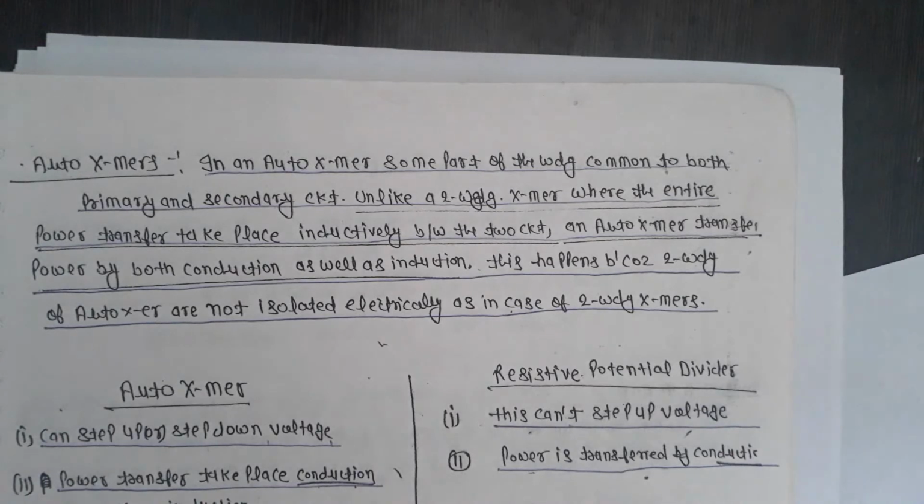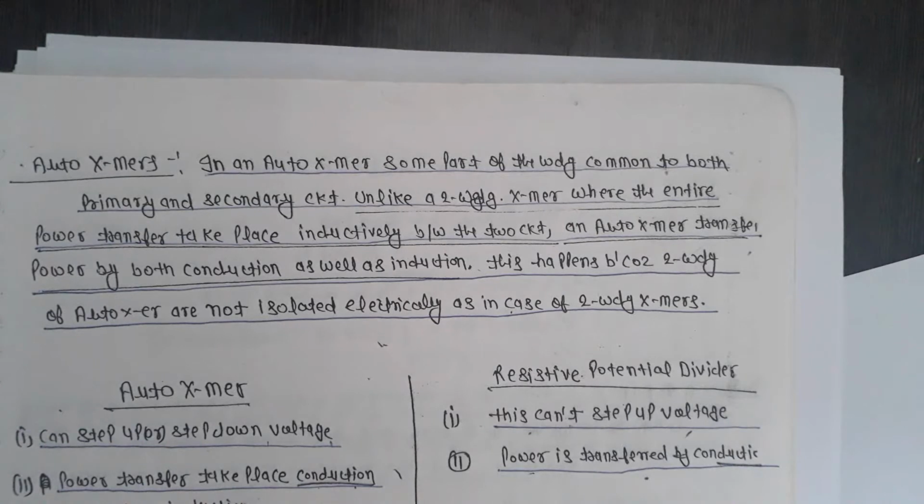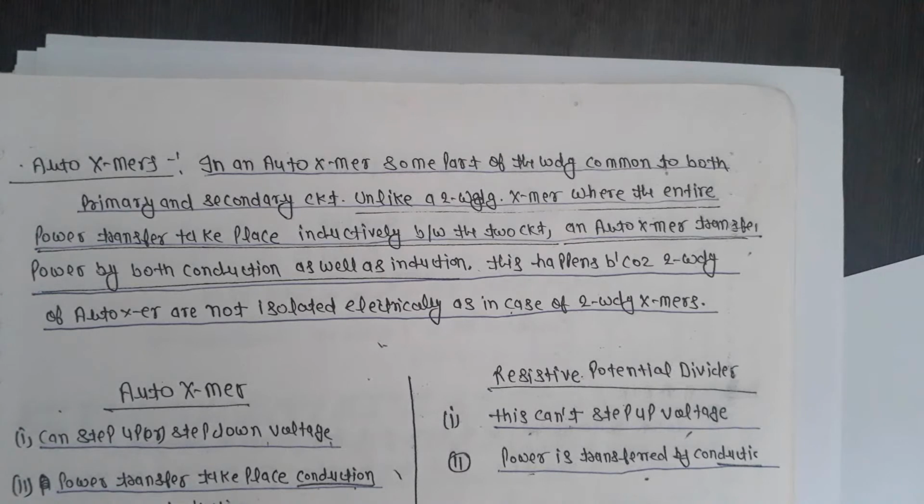Now we will discuss what is the basic concept of the auto transformer and what is the working principle of the auto transformer, and we will discuss how it differs from the two winding transformer. Now in an auto transformer some part of the winding is common to both primary and secondary circuit.